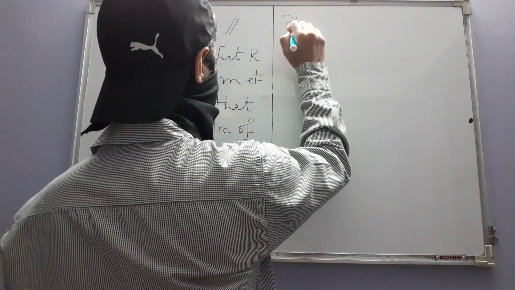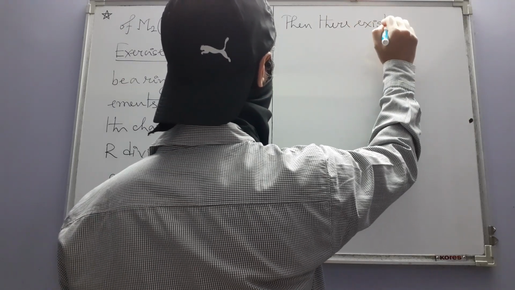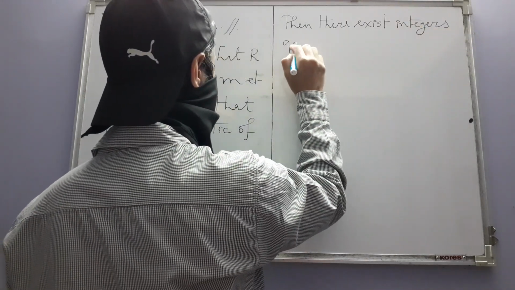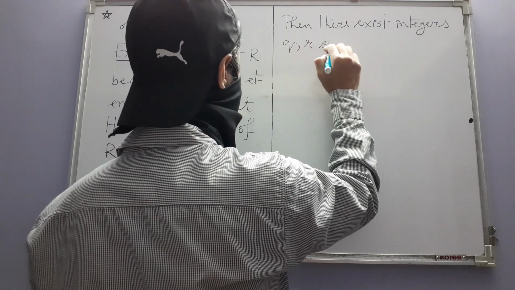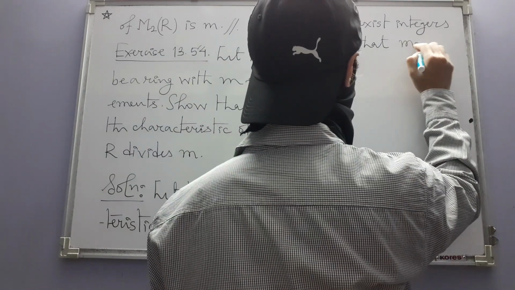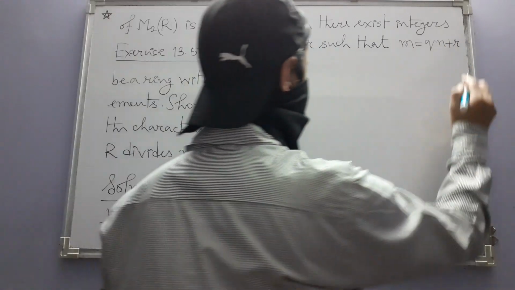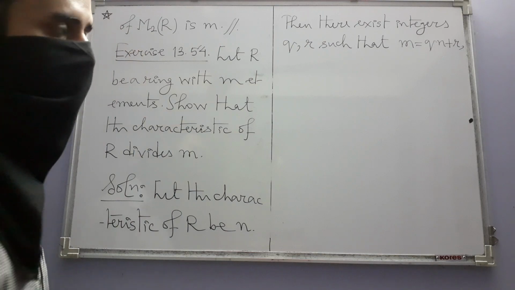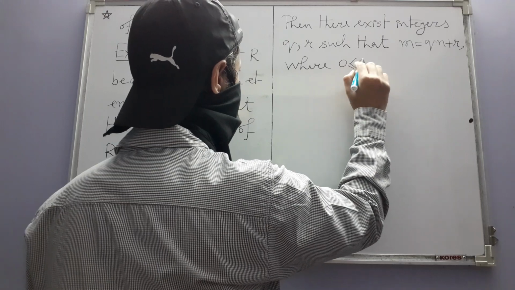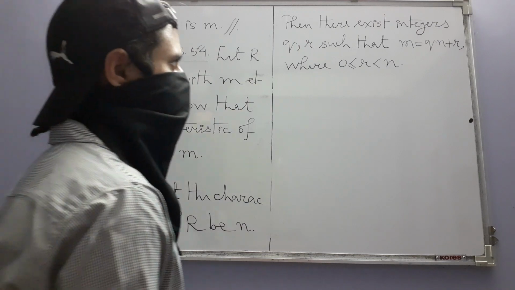Then there exist integers q and r such that m is equal to qn plus r, so that q is the quotient and r is the remainder, where the remainder of course satisfies these inequalities. We already know this thing. Okay.